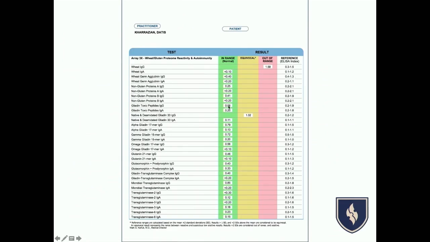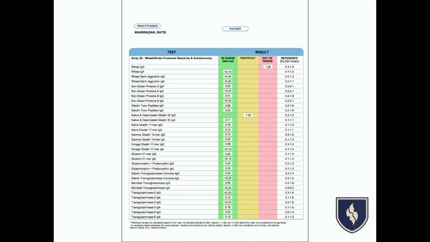And let me tell you a few things about this test. Wheat is one large protein. So think of it this way. You have a large tree. If you have an antibody to the surface part of the tree, you show up as wheat antibody. If the immune response is to a branch of the tree, you show up with alpha-gliadin or gamma-gliadin. You know what I mean?